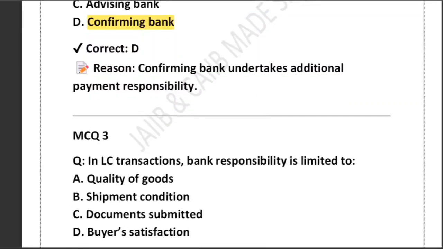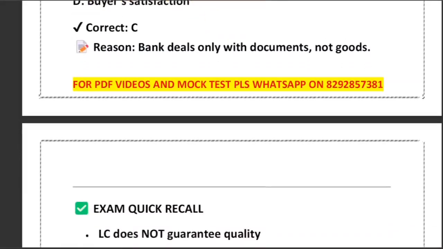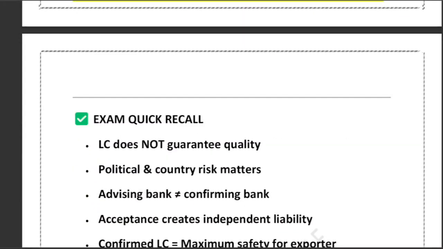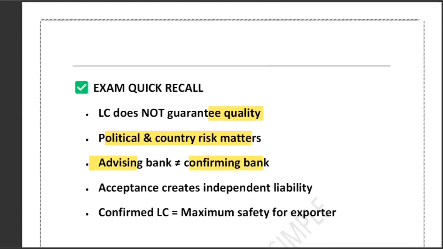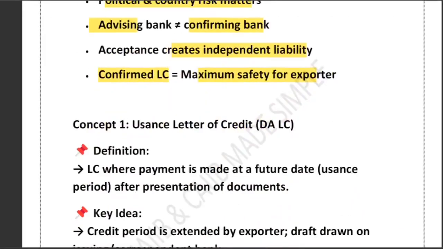Now in an LC transaction, the bank's responsibility is limited to the documents submitted. That's all. Nothing to do with the quality of the goods. So remember the keyword: LC does not guarantee quality. Political and country risk matter here. Advising bank and confirming bank are different. Acceptance creates independent liability, and a confirmed LC means maximum safety for the exporter.